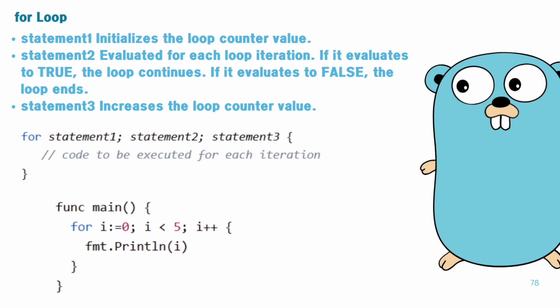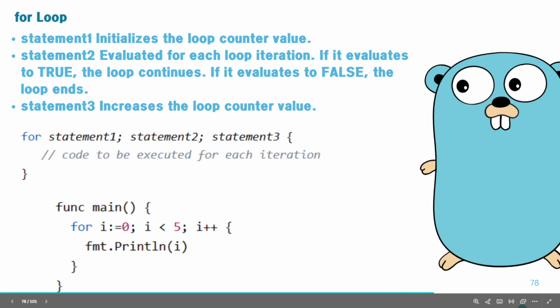Here if you see, we are initializing the value to 0, then we are checking if the value of i is less than 5, and then we are incrementing it. So what we will be printing here is 0 1 2 3 4, till 4 we will be printing using this code.